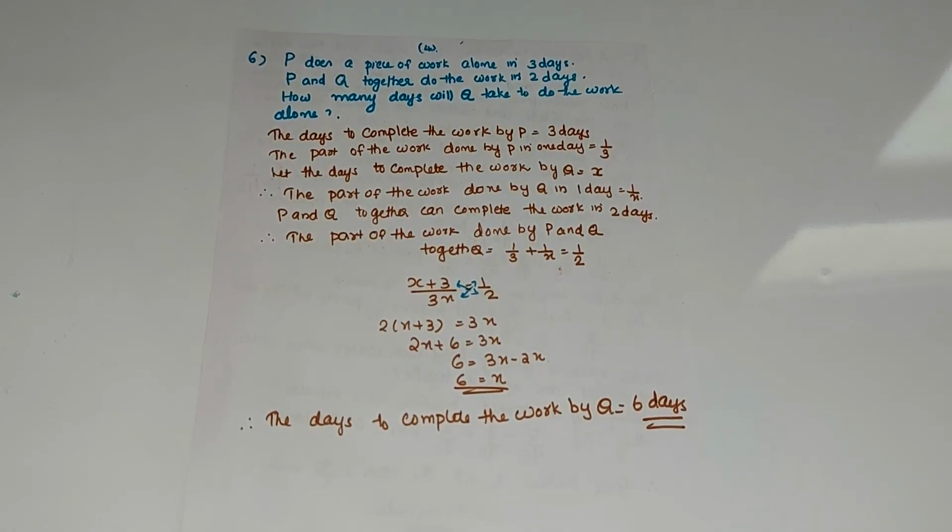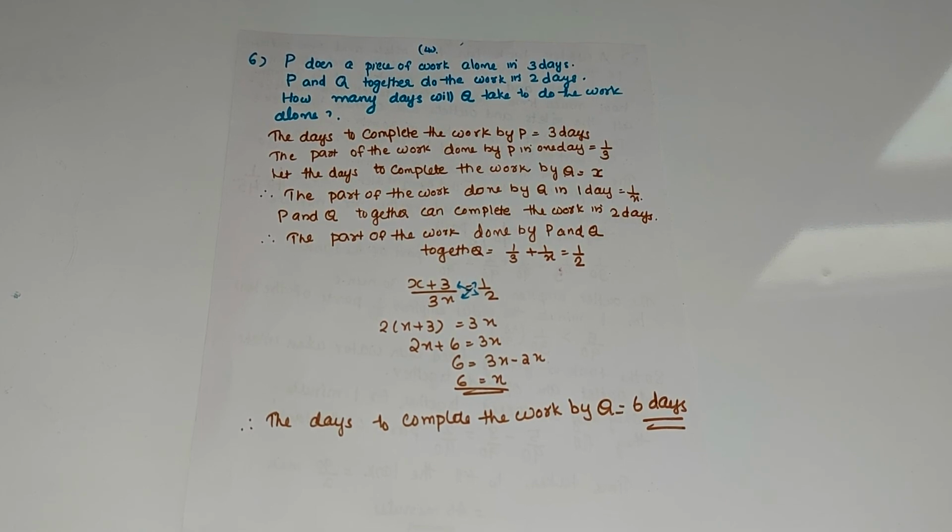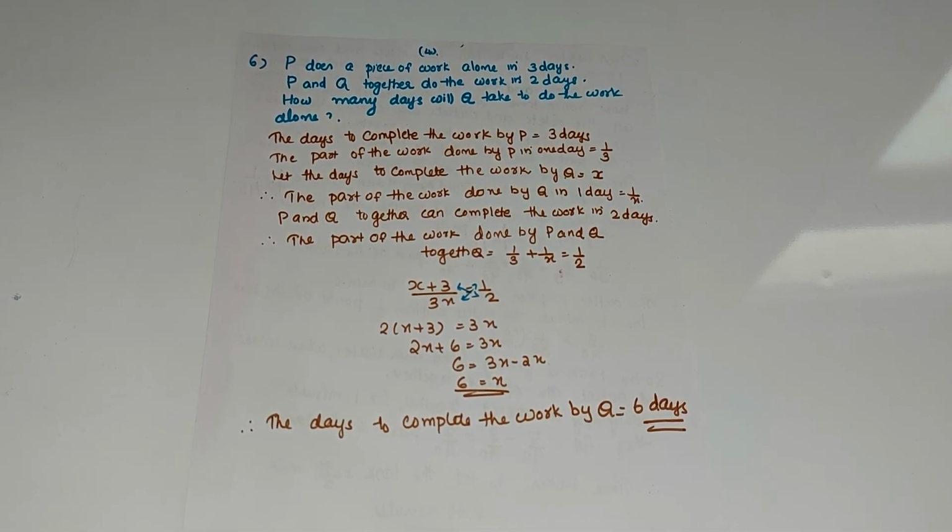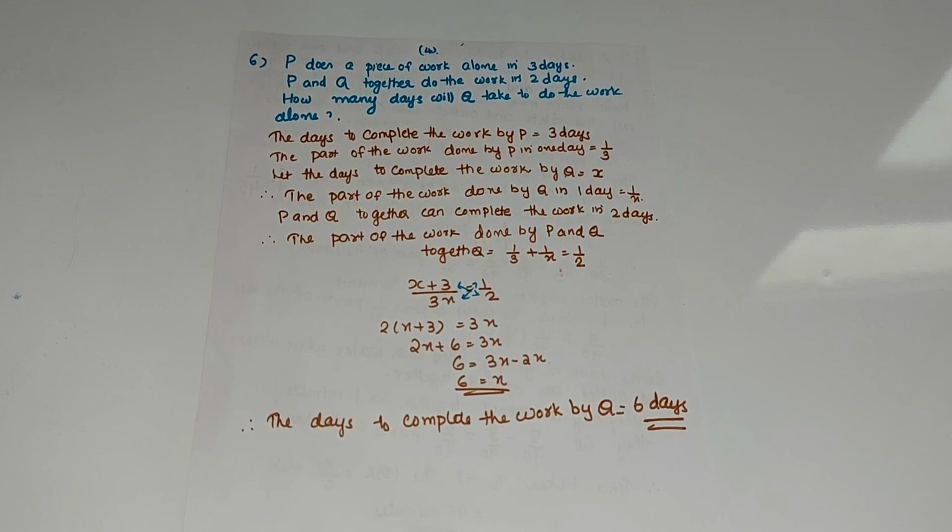Now our last question. P does a piece of work alone in 3 days. P and Q together do the work in 2 days. How many days will Q take to do the work alone? So P does a piece of work alone in 3 days. The days to complete the work by P is equal to 3 days. Therefore, the part of the work done by P in 1 day is equal to 1 by 3.